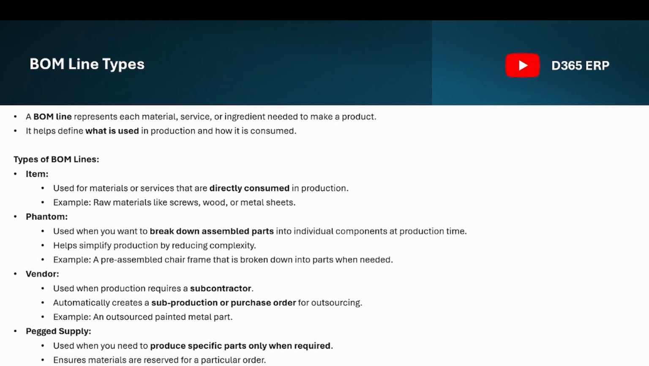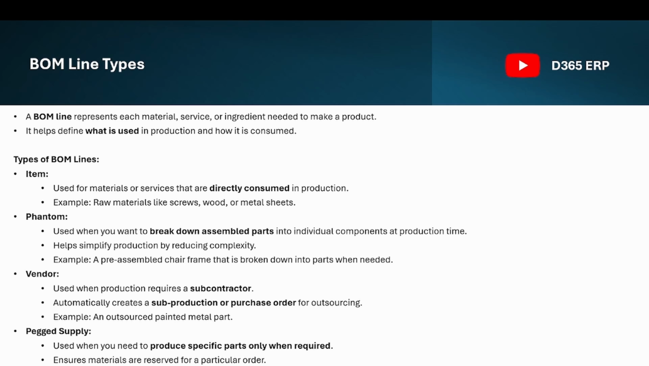So let's move to the BOM line type. First we understand what a BOM line type is. BOM line type represents each material, service or ingredient needed to make a product. It helps to define how the raw material is used in production and how it's consumed. To better understand it, first we understand the types, so we'll get better clarity about what a BOM line is. There are four BOM line types. First is item, second is phantom, third is vendor, and the fourth is pack supply.